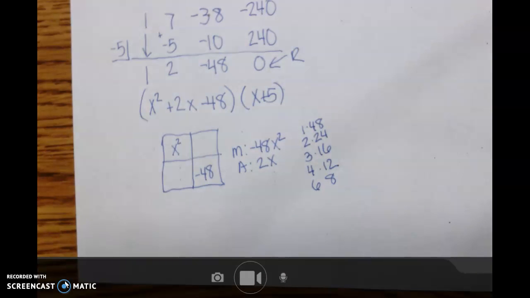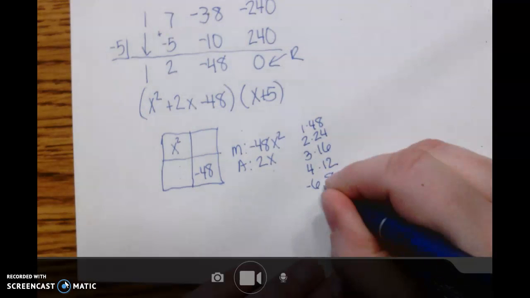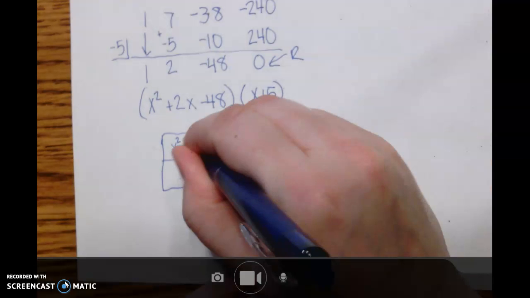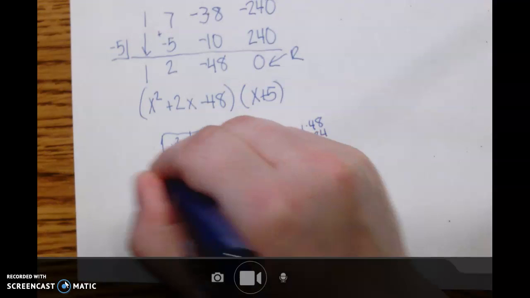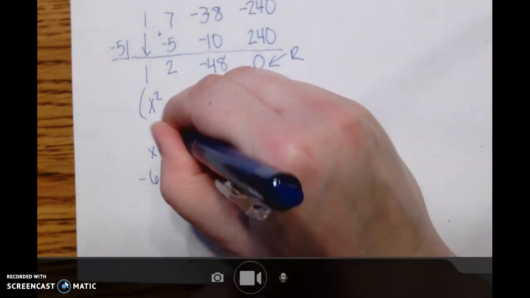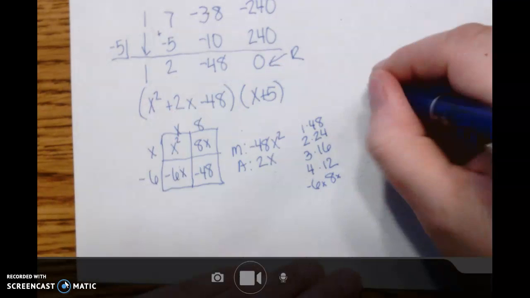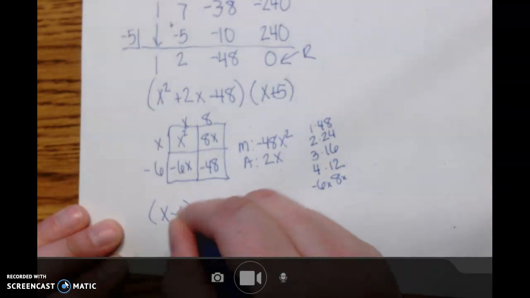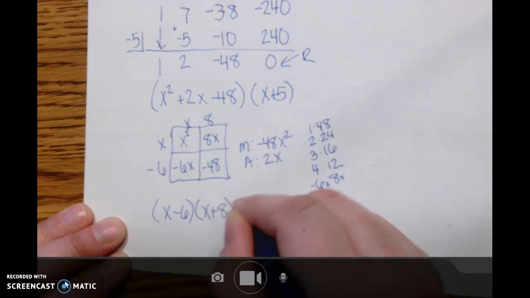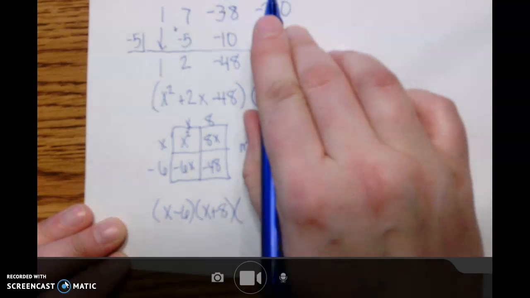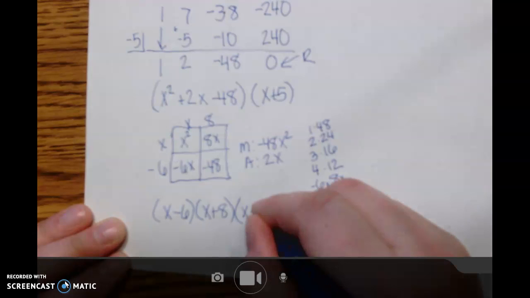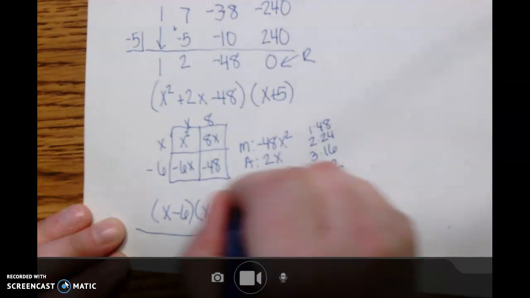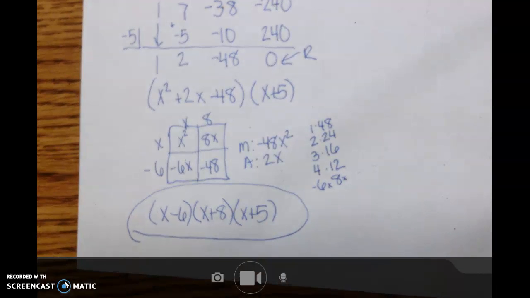And so what two factors would multiply to be negative 48 and would add to be 2? We'd want a positive 8x and a negative 6x. And so this factors as x minus 6 and x plus 8. And so when it is completely factored, we have x minus 6 and x plus 8, and the given factor of x plus 5. And that was what they gave us at the beginning of the problem. And now it is completely factored.